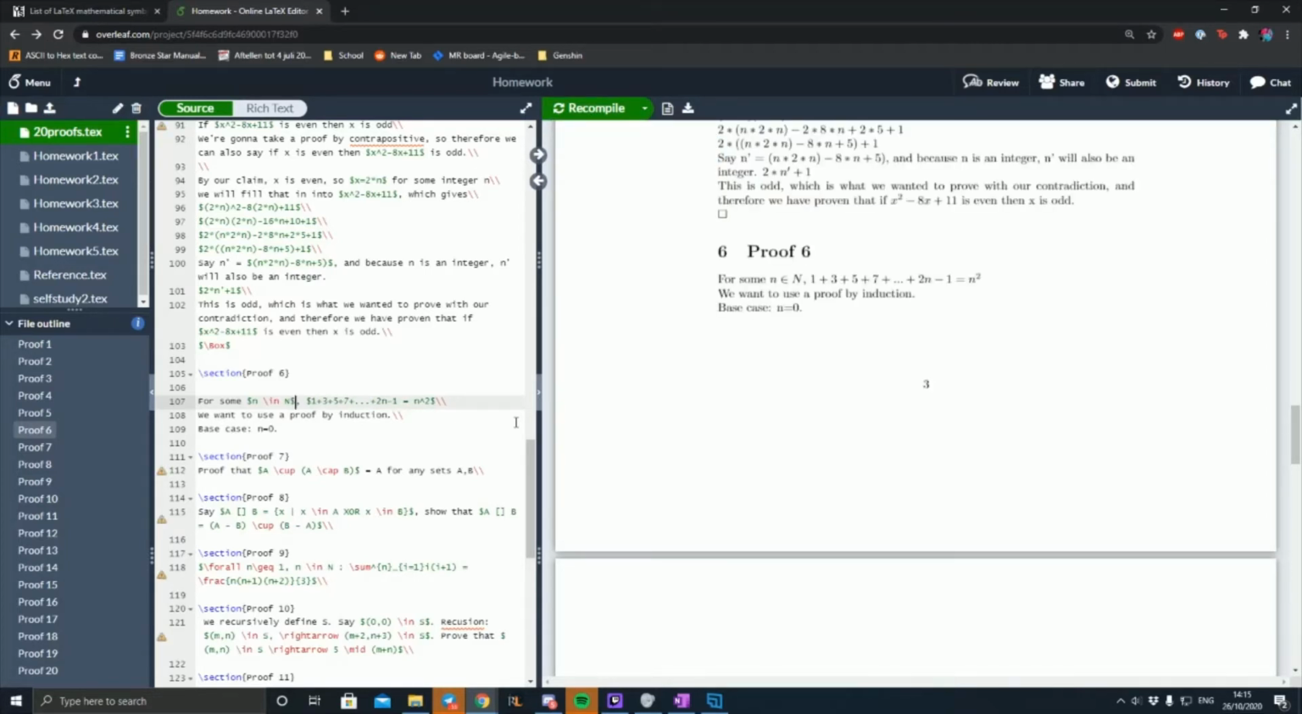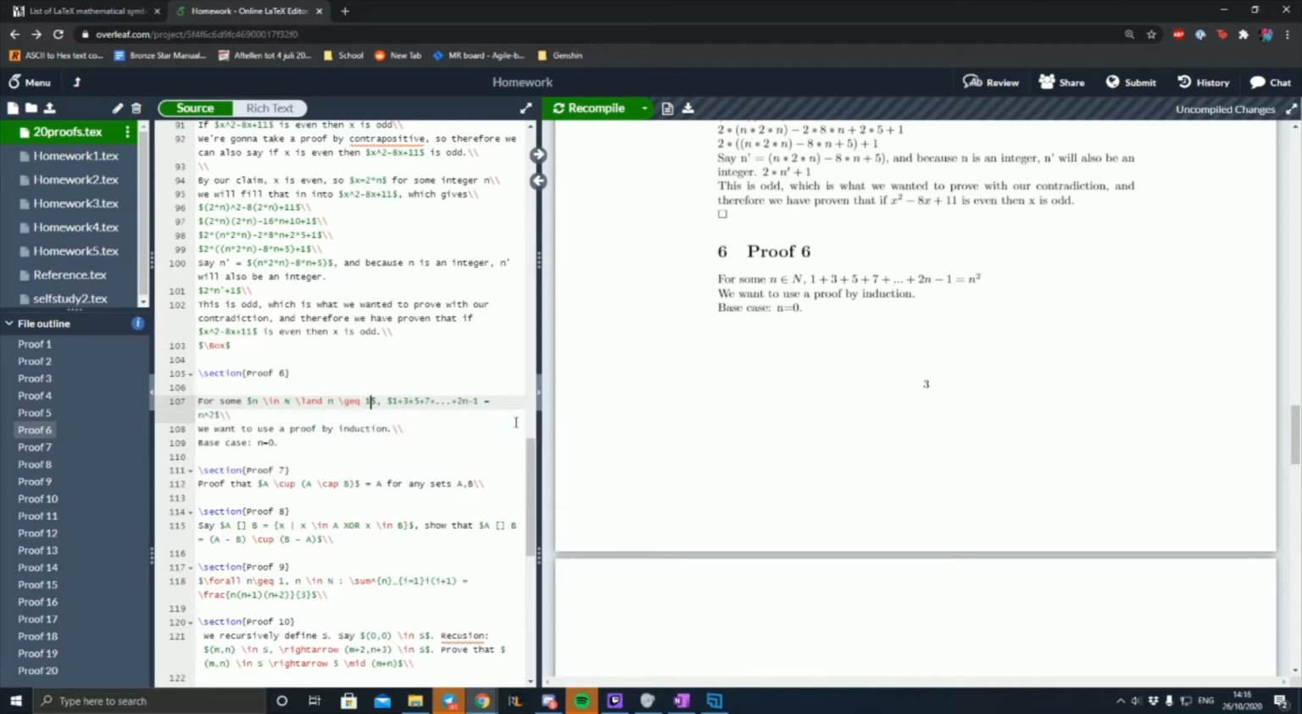Yeah, I was about to say. Let's just do n logical and n is greater than or equal to 1. There we go. Base case n equals 1. It's so much fun that you can just change your proof to fit what you want to do. This gives 1 equals 1 to the power of 2, which holds.